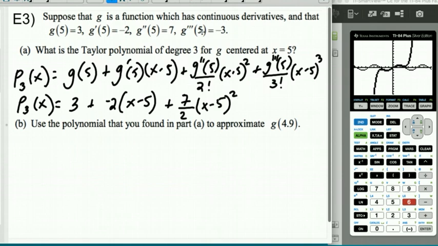And then g triple prime of 5 is a negative 3. So this is going to be a negative 3 over a 6. If you want to leave it as negative 3 over 6, that's fine. Nobody cares, right? You don't have to simplify these things.